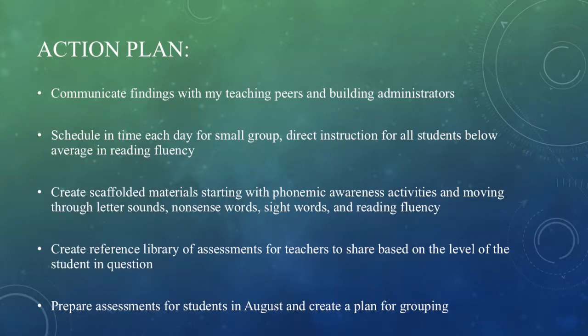The final step for action research is to create an action plan. My plan consisted of 5 main steps. First, I would communicate my findings with my teaching peers and my building administrators. We would sit down together and schedule in time for small group direct instruction for all students scoring below average in reading fluency each day.